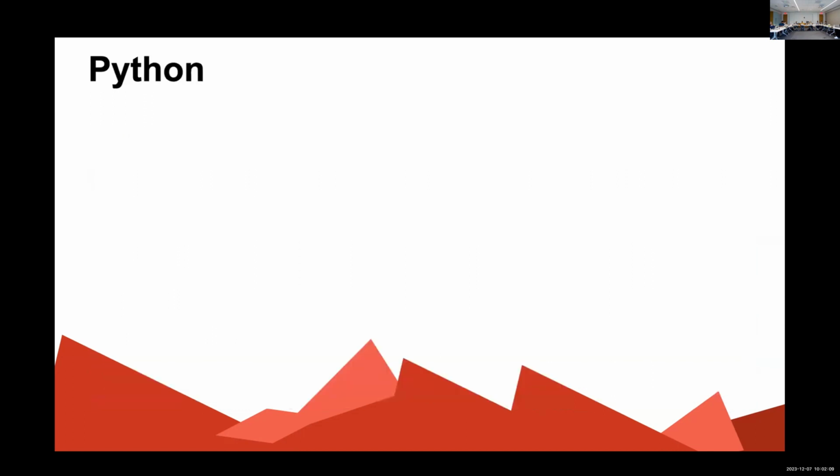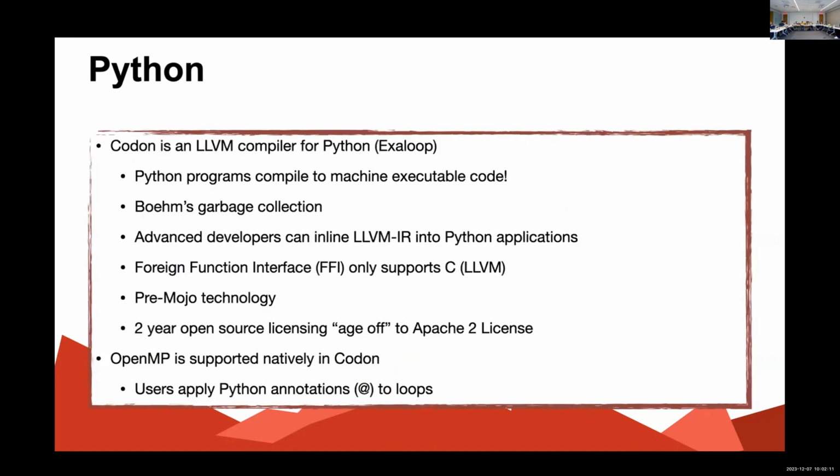On to Python. There's a compiler out there called Codon. It's an LLVM-based compiler for Python from a company called Exaloop. It compiles Python applications out to machine executable code. It supports Python C bindings. Pretty much everything you can compile, according to the documentation, because I haven't had an opportunity to test it all yet, you can compile pre-existing libraries into executables. It uses Boehm's garbage collection.